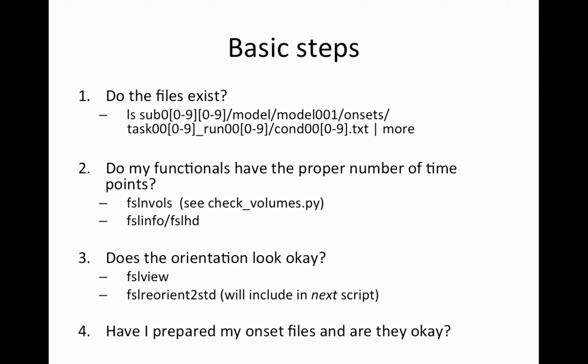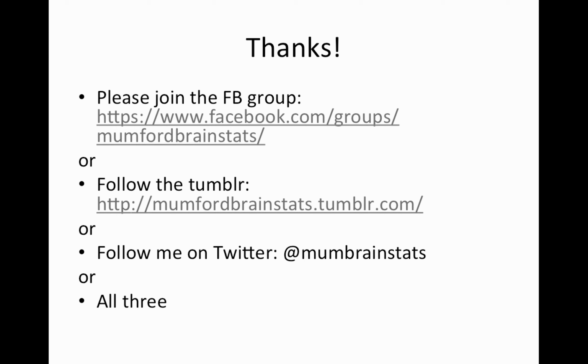Last, have you prepared your onset files and are they okay? I already went over that structure, and this command up here actually checked that they all existed. The 3-column format is typically what you want to use. First column again is onset time in seconds. Second column is the duration of the stimulus, and the third column is the modulation value. If you have modulation, if you don't, you will put ones there. So that's it. That's all I got for the first one, but that'll keep you busy.